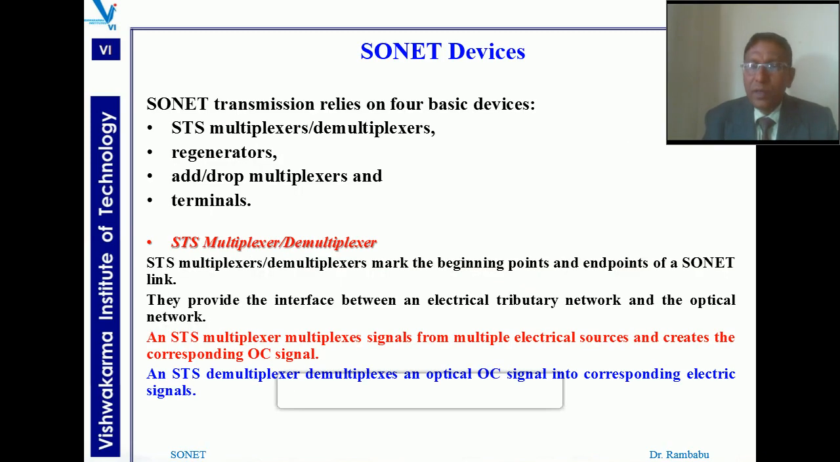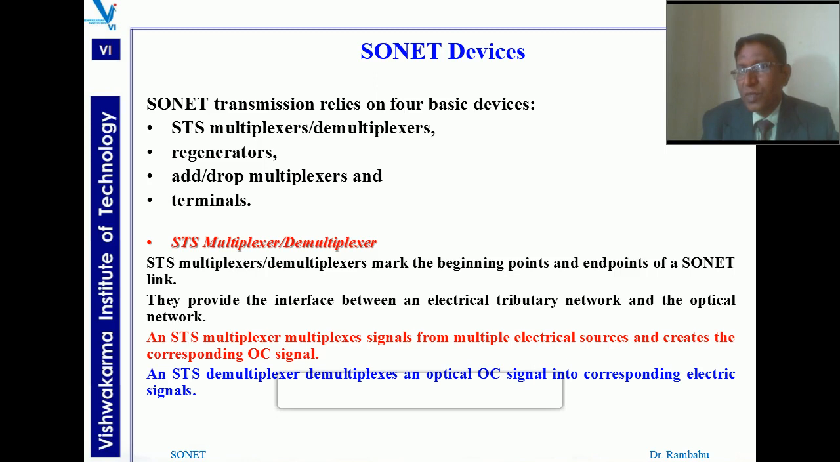Now we will see more details about these SONET devices. The STS transmission relies on four basic devices: the STS multiplexers, demultiplexers, regenerators, add-drop multiplexers, and terminals, that we have seen in the previous diagram. The STS multiplexer or demultiplexer marks the beginning point and end point of the SONET link. The STS multiplexer is at the beginning and the demultiplexer is at the end. They provide the interface between the electrical tributary network and the optical network.